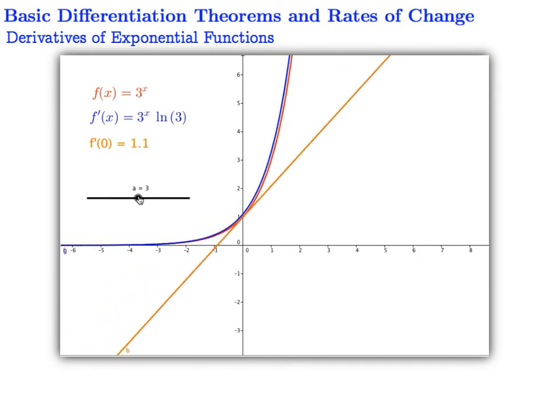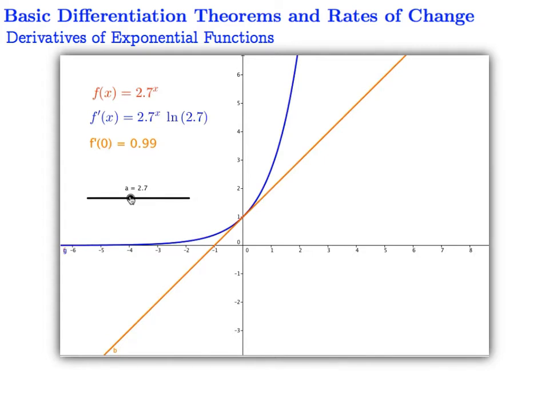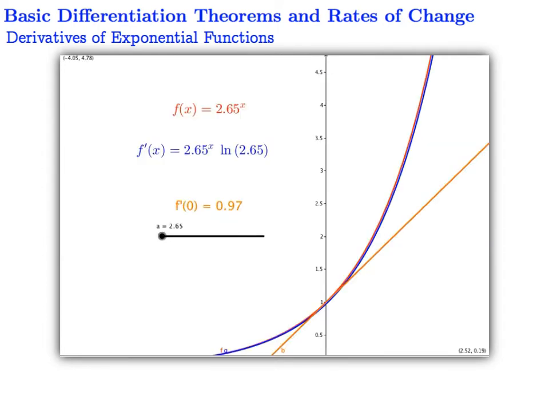Well, at 3, the blue graph has gone over the red graph. At 2.6, it's definitely in there. At 2.7, they look pretty close. So let's zoom in on this and see if we can see what happens closer in.